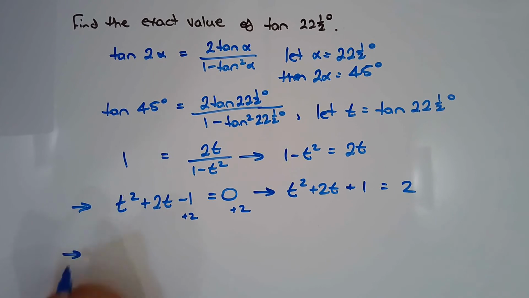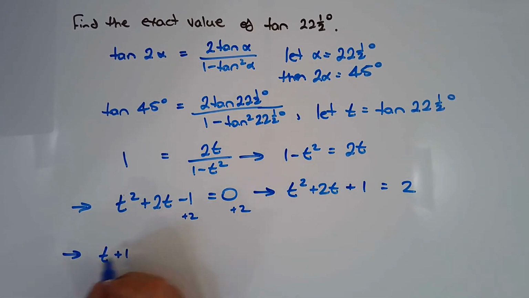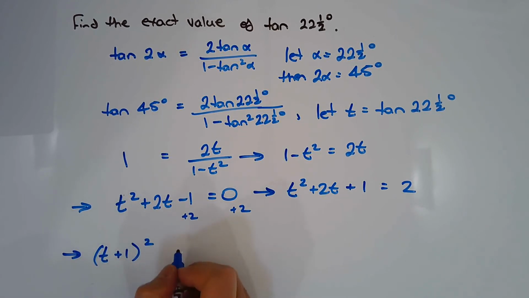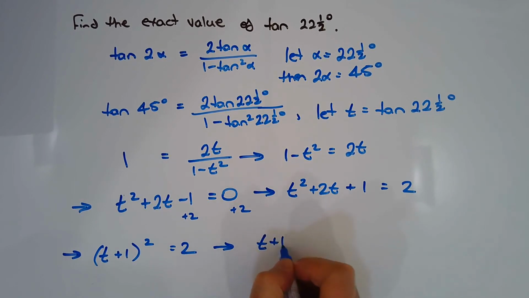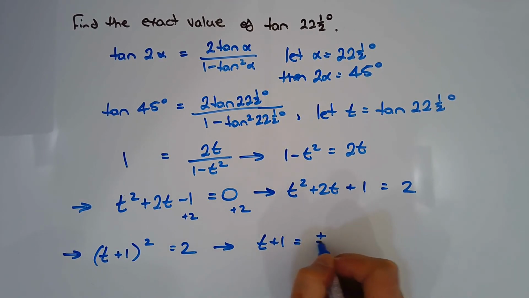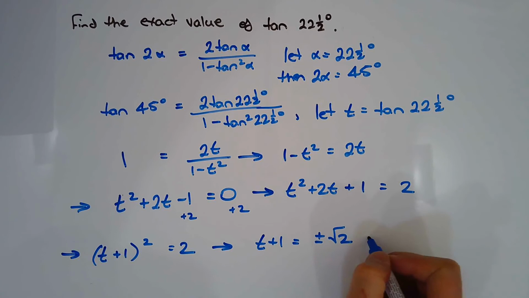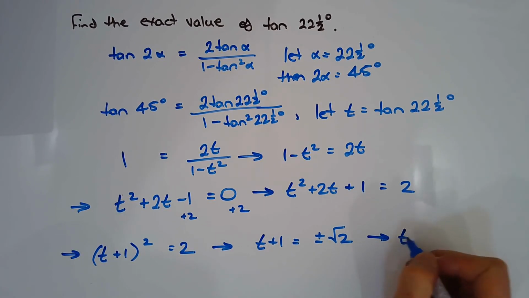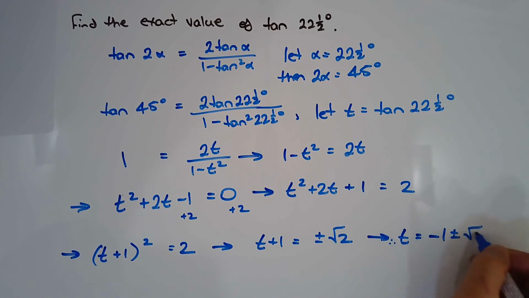T squared plus 2t plus 1 is a perfect square. So t plus 1 all squared is equal to 2. If we take the square root of both sides, we have t plus 1 is equal to plus or minus root 2. So therefore, t is equal to negative 1 plus or minus root 2.